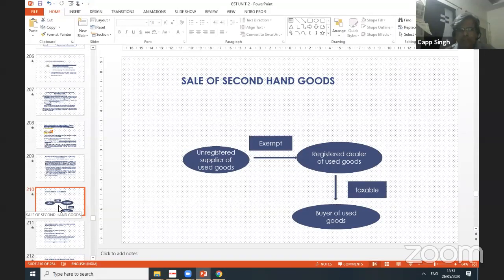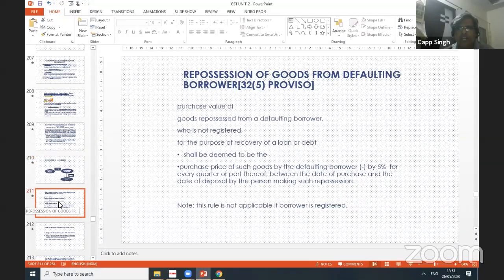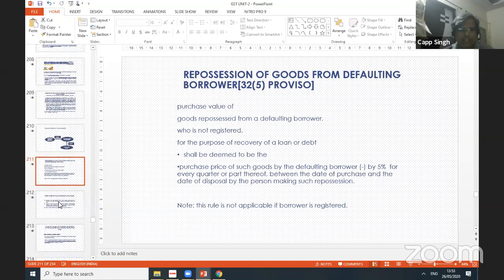Suppose I am purchasing old printers and selling old printers, and at the time of purchase I have not availed any input tax credit. Generally, the printers are being sold by unregistered persons. In such a case, we have to discharge tax liability on the differential amount if we have not availed any input tax credit. So second-hand goods are covered.